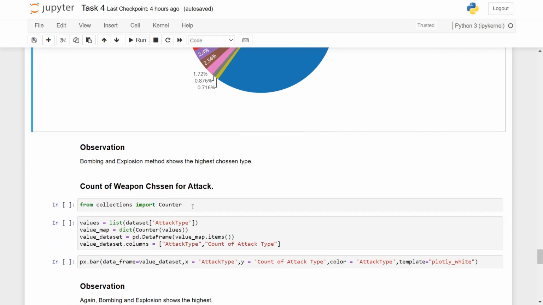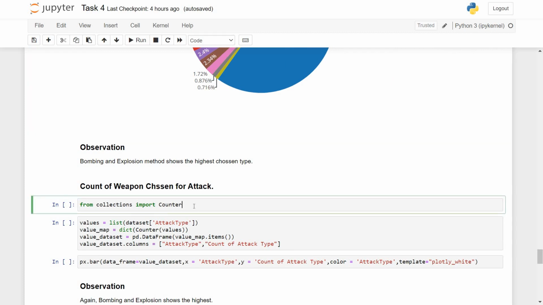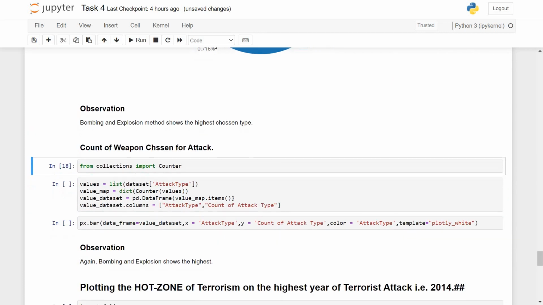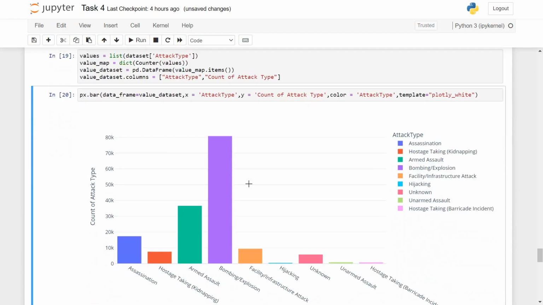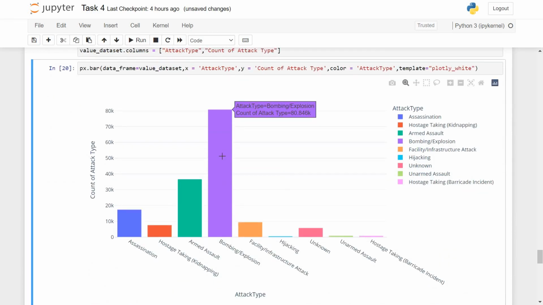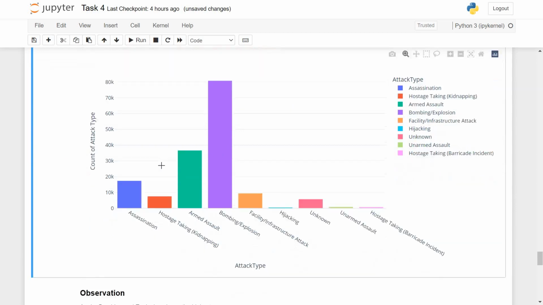So the observation is the same, and I want to include the package counter. After that, I am going to plot the graph for the count of which weapon is chosen most. You can see that the bombing or explosion type of attack is the most, followed by armed assault, and followed by assassination, like that.